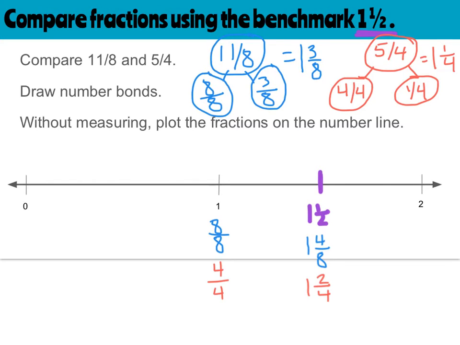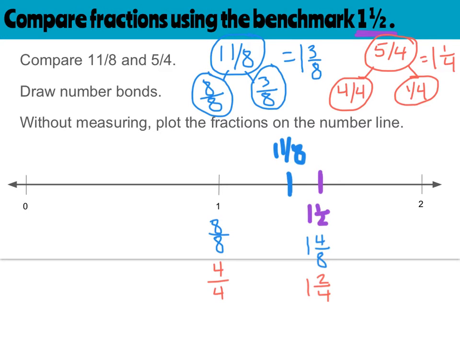So let's start with my first one. So I have 1 3/8. I have to start at 1 whole and I have to go 3/8 over. When I take a look at my 1 1/2, I see that 3/8 is just 1/8 less than 1 1/2. So I can put my line right here, and I can label this as 11/8.